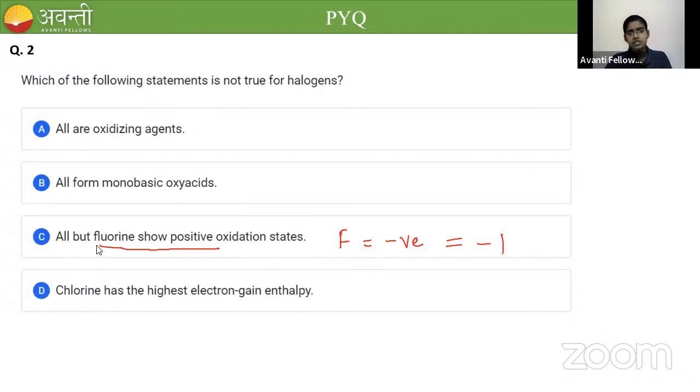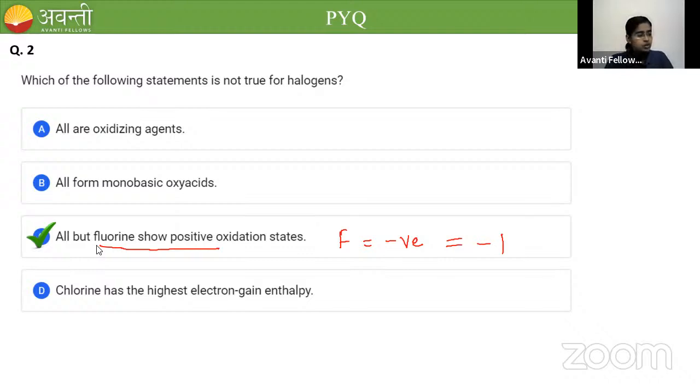And coming to the fourth statement, chlorine has the highest electron gain enthalpy among the 4 halogens. Yes, that is correct. When you move from top to bottom, electronegativity decreases, but there is one exception. You might have studied this in the lesson. Chlorine will have the highest electron gain enthalpy value compared to fluorine. That is an exception. So that is also correct. So option C is the correct answer, which is the incorrect statement regarding the halogens. Okay, fine.